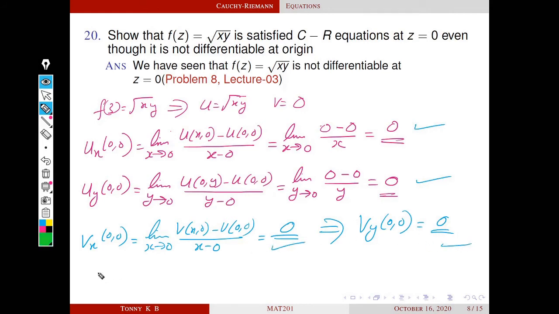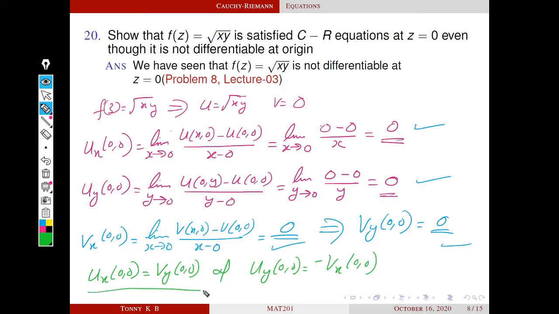It is clear that ux of (0, 0) is equal to vy at (0, 0) and uy at (0, 0) is equal to minus vx of (0, 0), because all are zeros. So anyway, u and v satisfy the Cauchy-Riemann equations at the origin, but this function is not differentiable at the origin. So Cauchy-Riemann equations alone are not sufficient for differentiability.